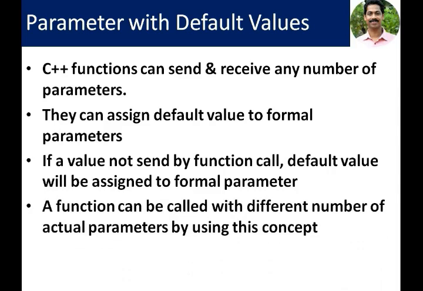A function can be called with a different number of actual parameters by using this concept. The same function can be called with a different number of parameters. Sometimes we may call the function using a single parameter. Sometimes we can use two parameters for function call. And similarly, we can change the number of parameters during function call. That is the advantage of parameter definition with default values.